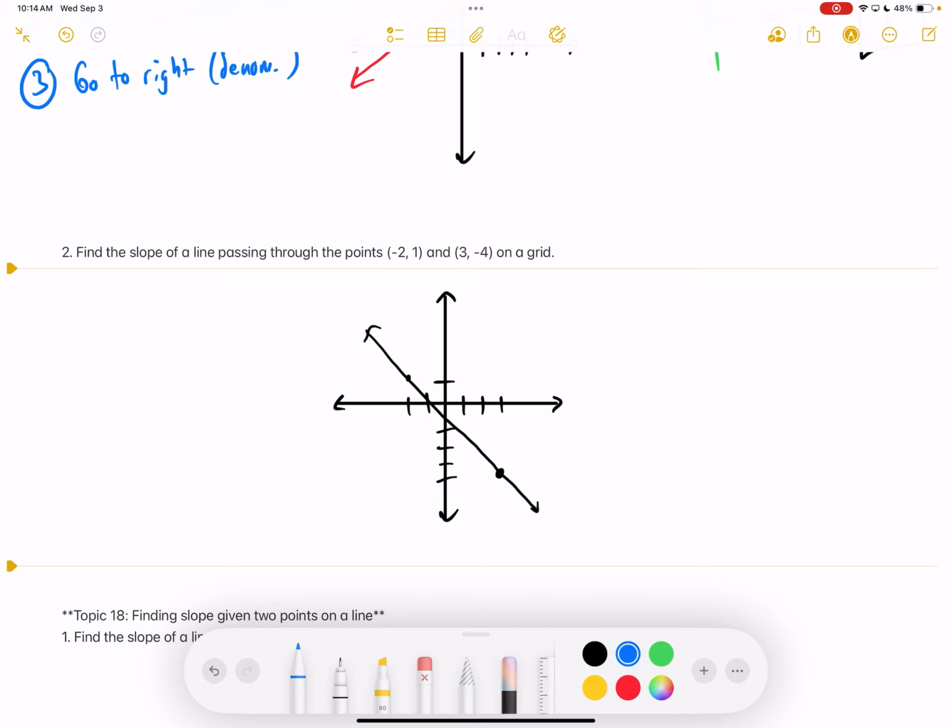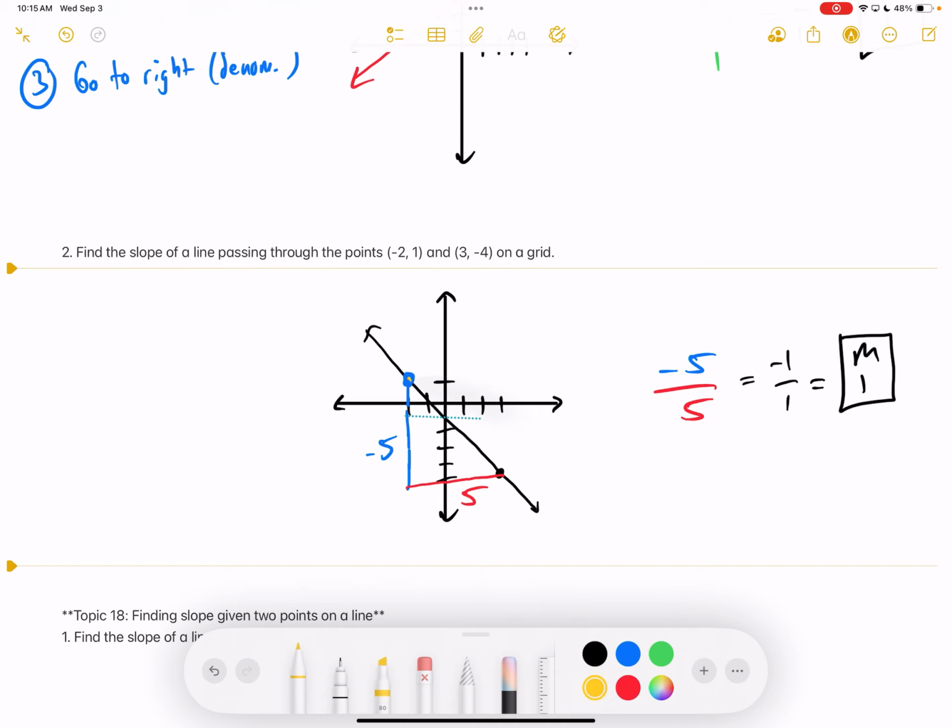All right, so on this one, again, we're going to start on the point on the left. We start right here. I go down 1, 2, 3, 4, 5. And then I go to the right, 1, 2, 3. I lost count. 1, 2, 3, 4, 5. Okay. So my top number is -5. My bottom number is 5. Again, if you reduce this down, this would be -1 over 1, or -1. So on this one, I go down 1 for every time I go to the right 1.